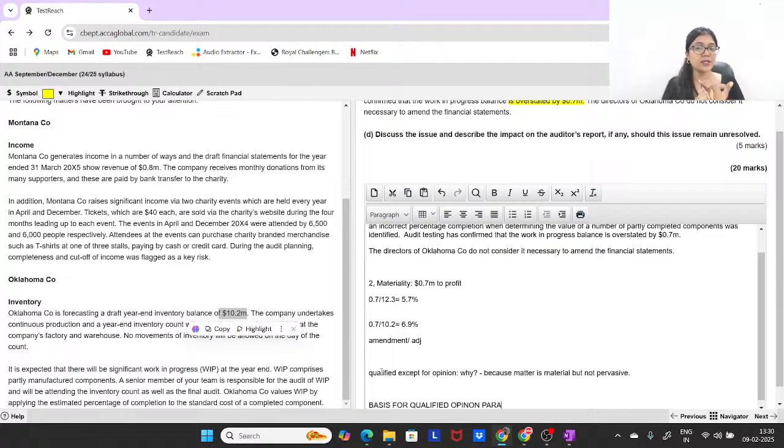So you start with discussion of the case, discussion of the issue, then you move ahead with talking about the materiality, whether it is material for us or no. It can be material by amount, just in this case it is material by amount, and it can also be material by nature, right? That is there. And then you talk about whether there should be an amendment or not. Why? Because it is material but not pervasive. Therefore, we'll be having a qualified except for opinion, and then you will be talking about the basis for qualified opinion paragraph as well, right?